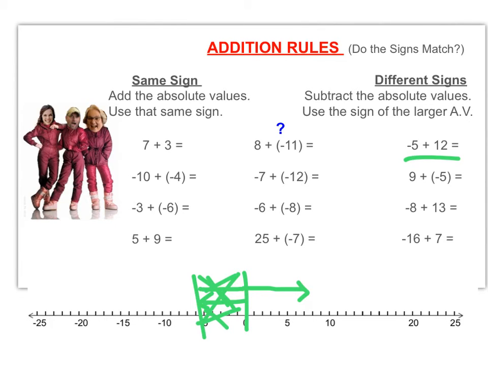They have different signs, so in my head I do the problem 12 minus 5, which is 7, and then I use the sign of the larger. Since 12 has a larger absolute value than negative 5, I use that sign, and my answer is positive 7.